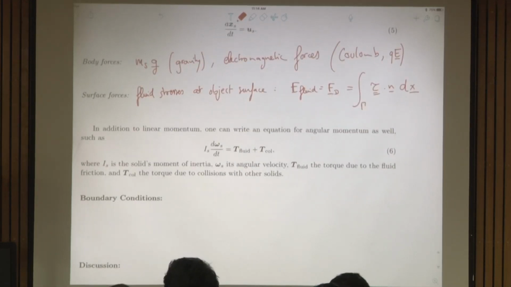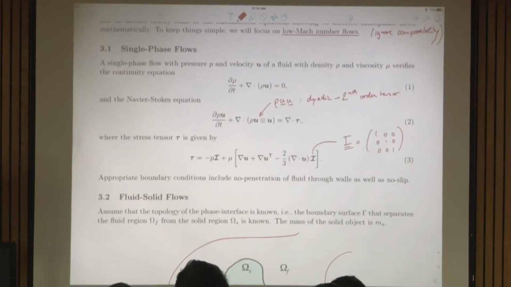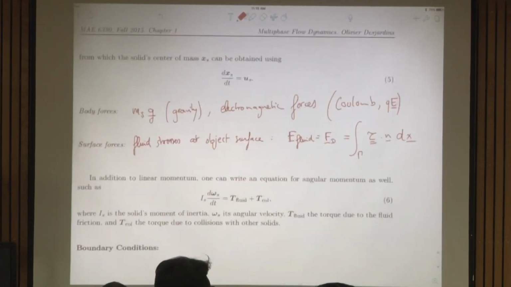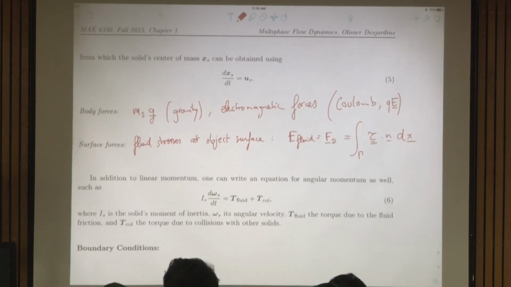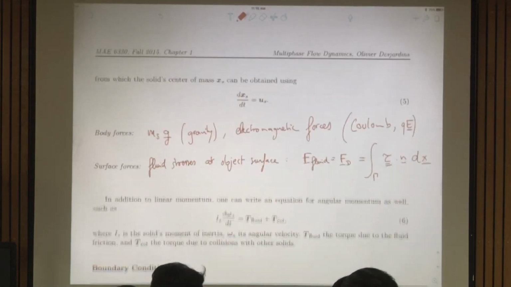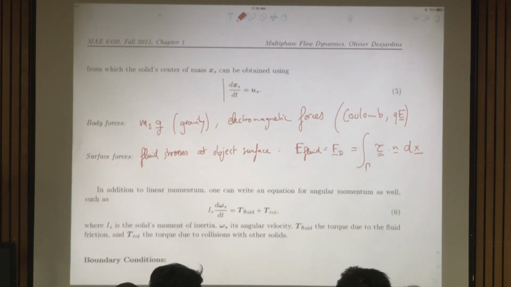If I go back up here and I'm solving my single phase flow, and I prescribe the appropriate boundary conditions at the surface, I can explicitly solve for it and obtain the full force on my object, add it to any other process like gravity, and obtain from equation 4 here the full description of the dynamics of the object. And once I have the velocity, I can directly integrate the position, because one is just a derivative of the other.